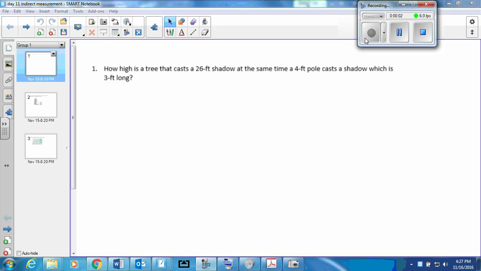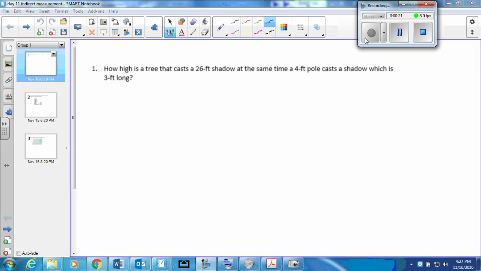This video will help you with solving similar figures using indirect measurement. So looking at the first example, how high is a tree that casts a 26-foot shadow at the same time a 4-foot pole casts a shadow which is 3 feet long?